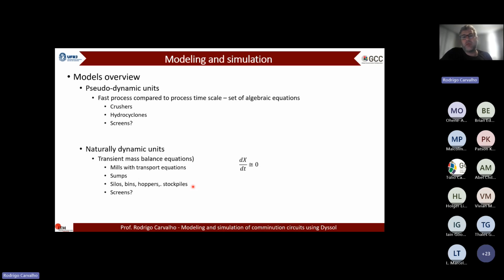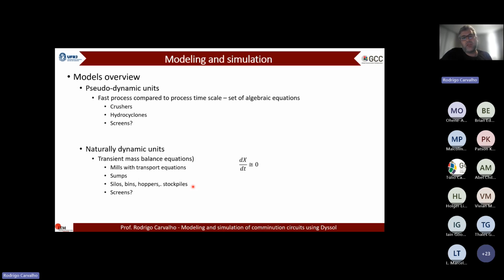Some of them perform a degree of mixture of materials. So if you have one type of material, let's say weaker material feeding a silo or a hopper, depending on the configuration, if you start feeding a harder material, this harder material may exit the silo or the bin with a degree of mixture with the weaker material. So you have to model that, and we have some mass balance equations to describe it. So there are some approaches here.